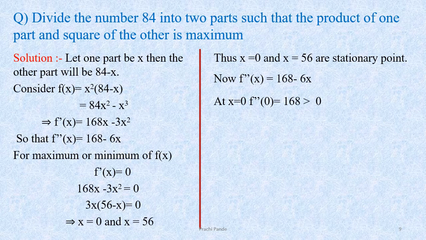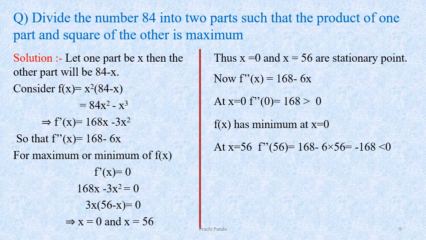At x equal to 0, f double dash 0 is equal to 168, which is greater than 0. So we can say that f of x has a minimum value at x equal to 0. But we are interested in the maximum value of the function f of x. So we will substitute x equal to 56 in f double dash x, which gives us the value minus 168, which is less than 0. So we can say that f of x has a maximum at x equal to 56.